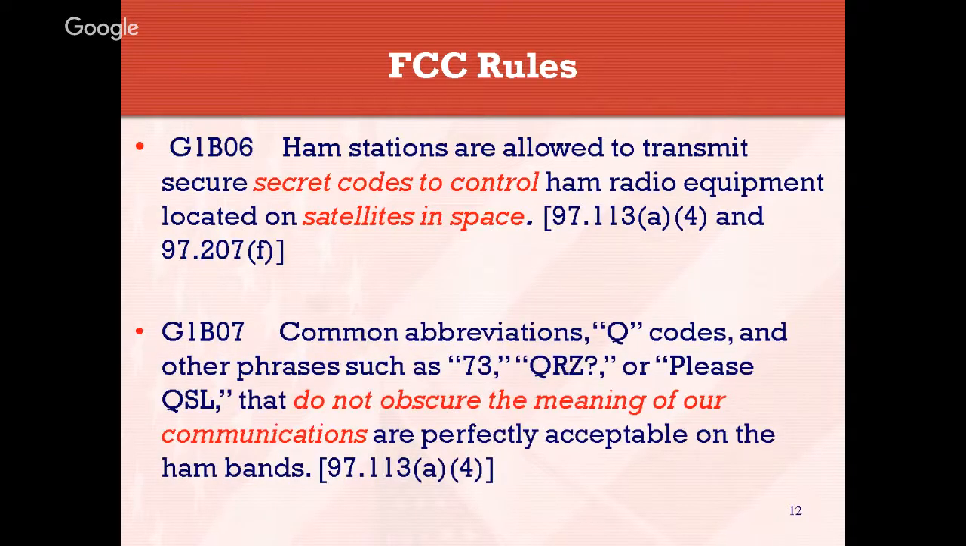Common abbreviations, Q codes, and other phrases such as 73, QRZ, or please QSL that do not obscure the meaning of your communications are perfectly acceptable on the ham bands. They aren't really considered secret codes. 73 is just a designation that means best wishes. 88 is love and kisses. So you might hear that once in a while between a husband and wife. Here you might hear 88.